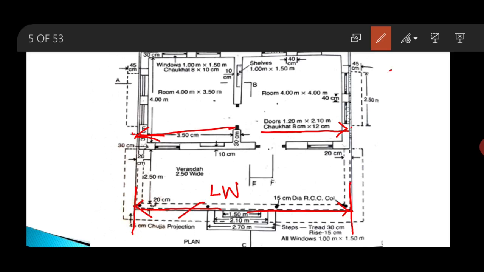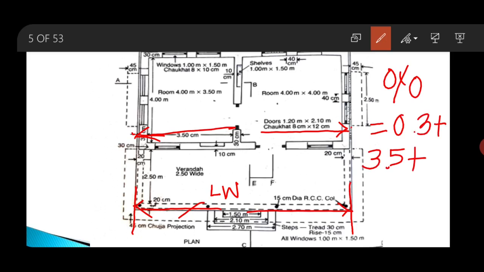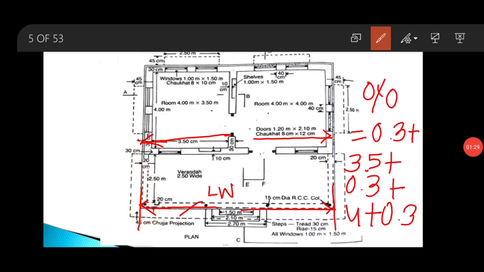What is the out dimension? Out dimension. So this will be equal to 0.3 plus 3.5 plus 0.3 plus 4 plus 0.3. So this is the out dimension. So this is equal to, the total out dimension is equal to 8.4. But we require the center to center length.